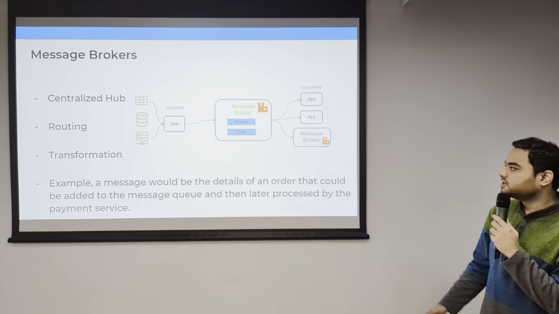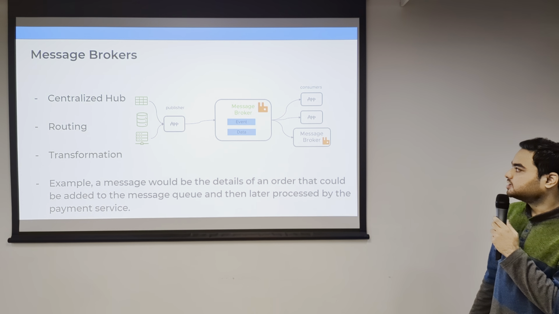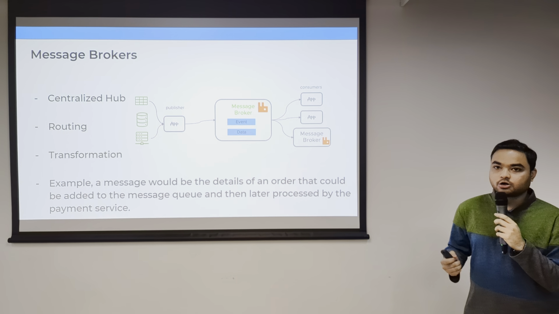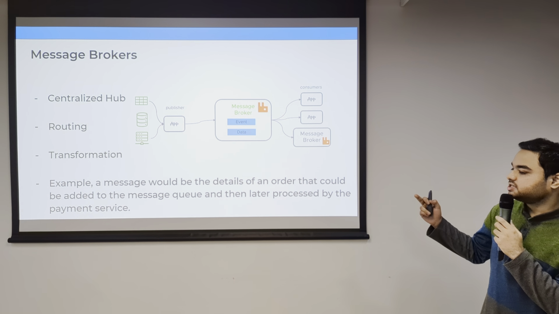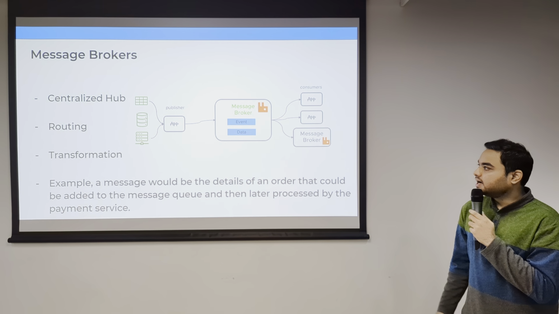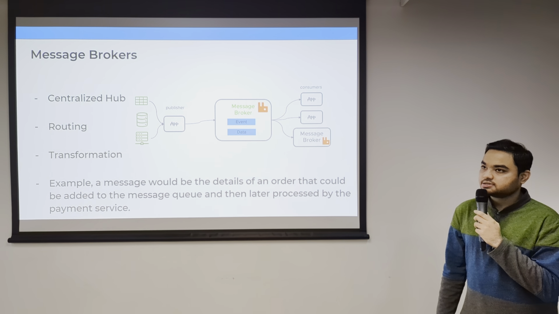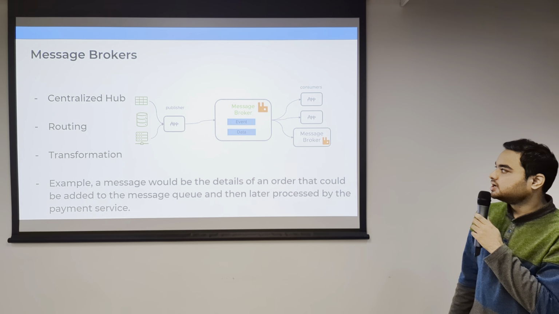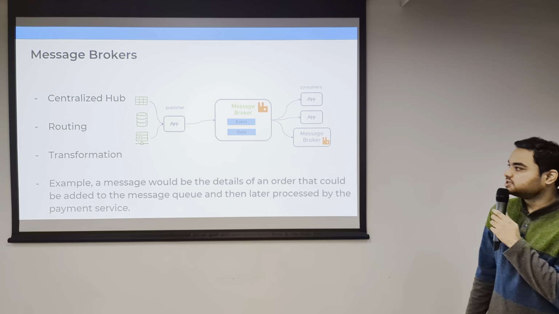And RabbitMQ has a different architecture, because in other systems like Kafka, we have a topic, but in this, there is an exchange and then the queue. I will explain that further. And then you have routing. Routing means to which server, to which consumer you want to send a particular message. So this is done through routing.